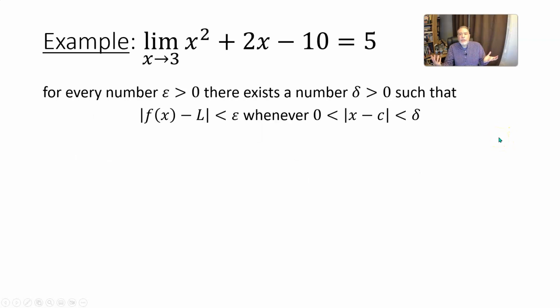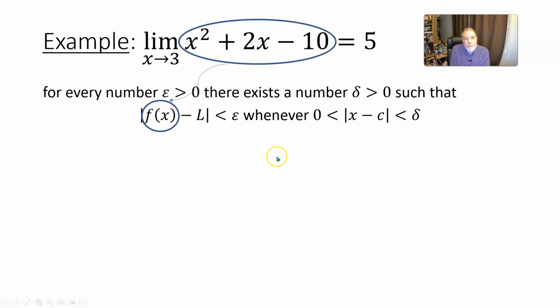So let's look at this definition in action. Let's use it to prove, according to this definition, that the limit as x approaches 3 of x squared plus 2x minus 10 equals 5. You can probably see that that makes sense. If x is close to 3, then x squared is close to 9. 2 times x is close to 6. The whole thing is close to 9 plus 6 minus 10, which comes out to be 5. But how would you prove that rigorously from this definition?